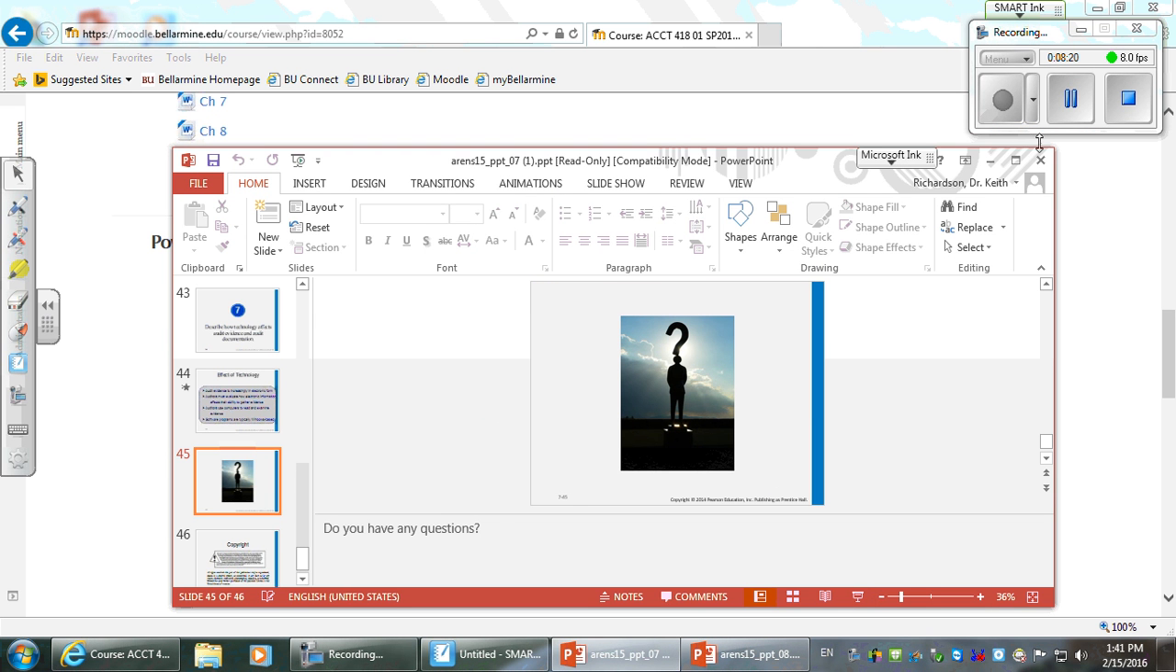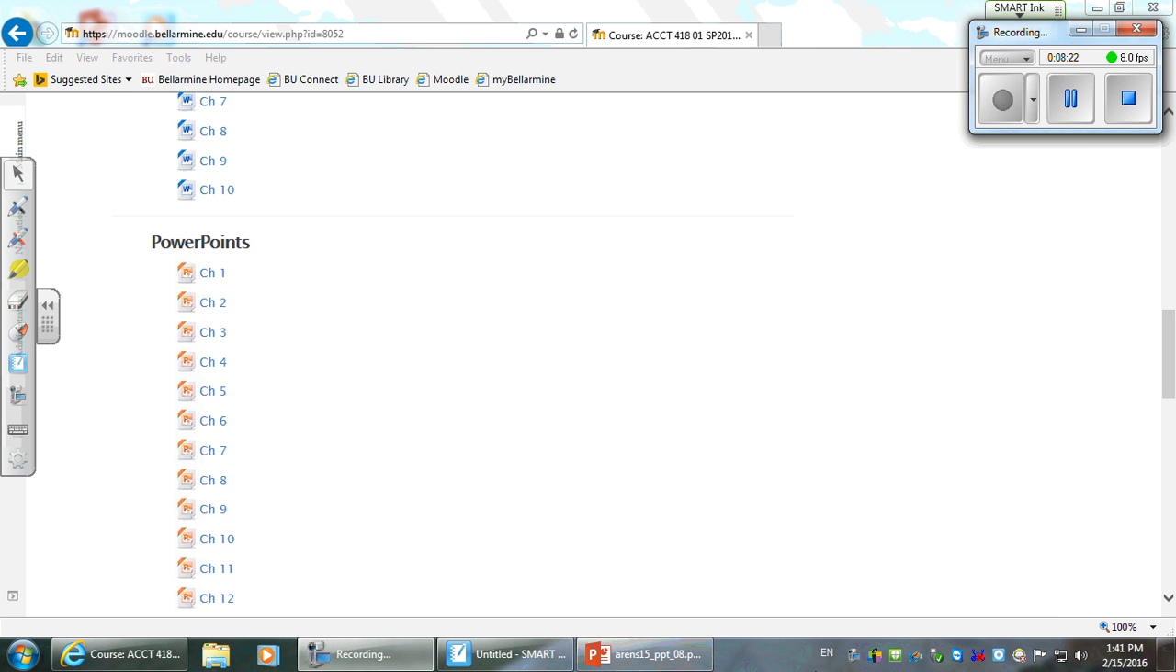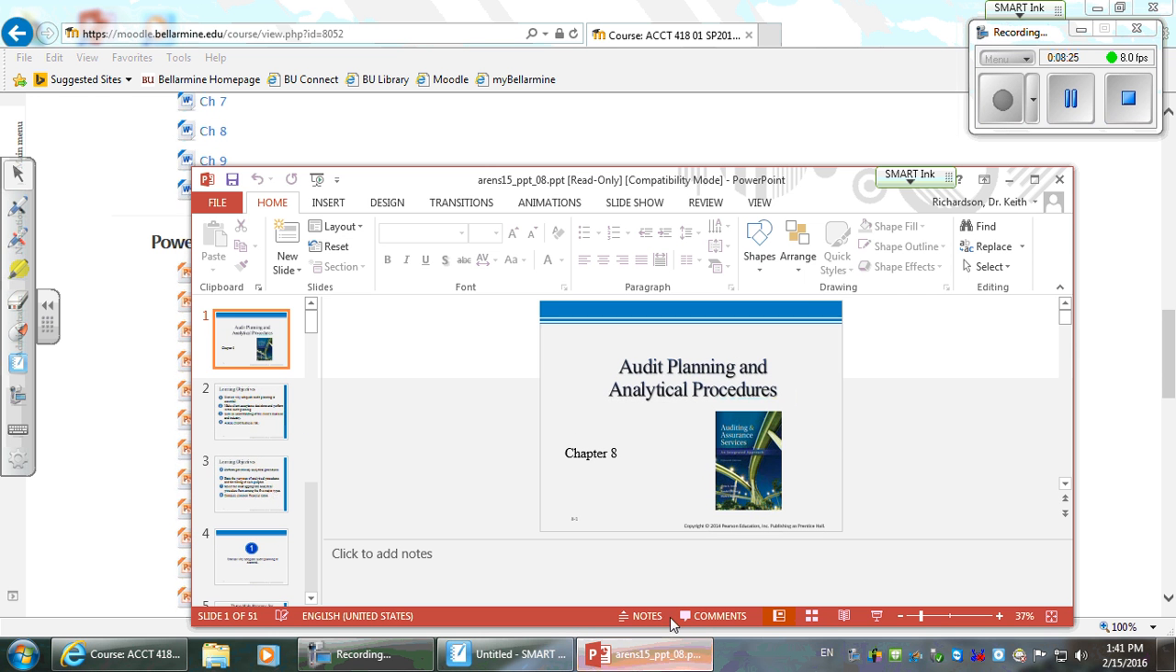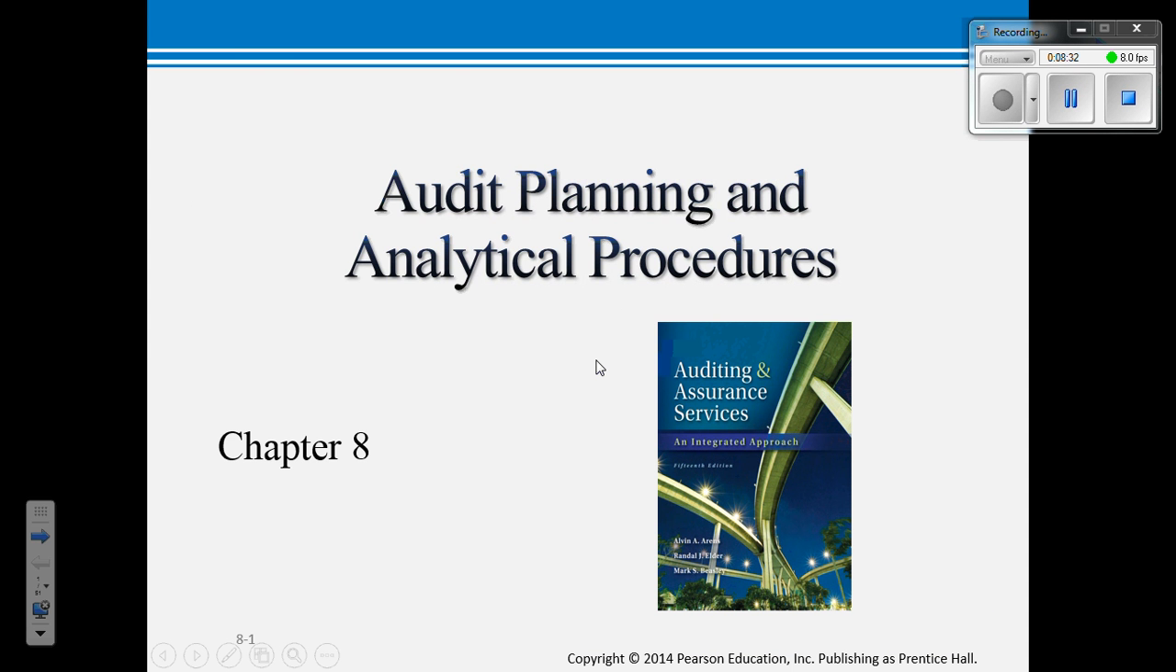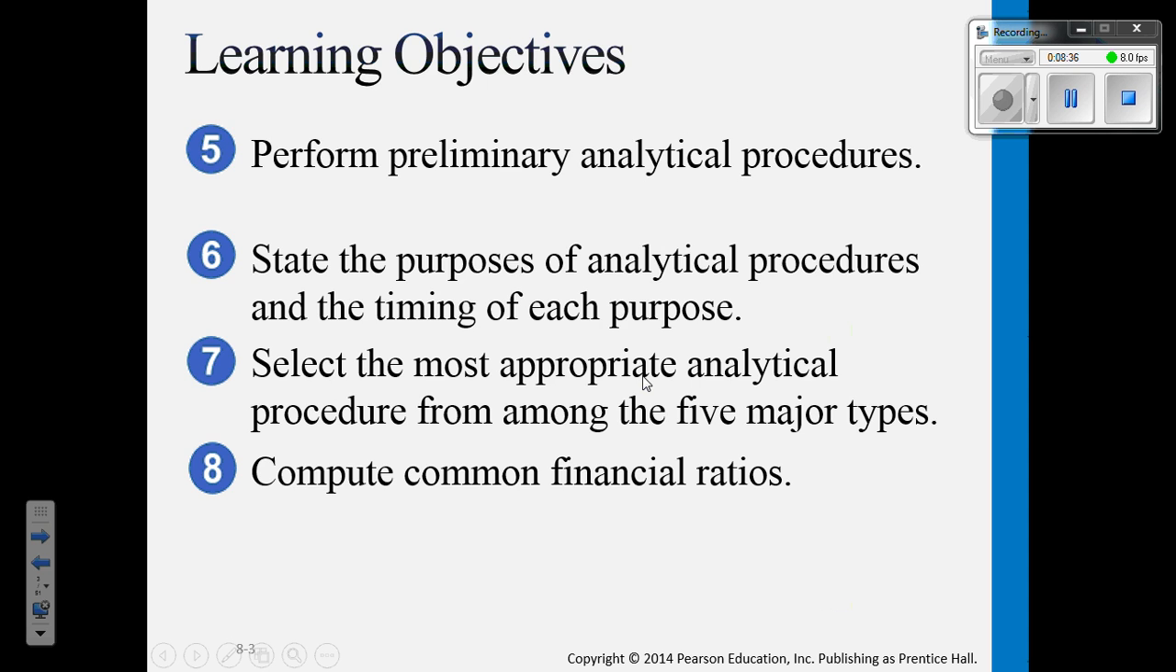Okay, so let's take this chapter. What's going on here? More of the same. Lots of repetition here, like we say, but it is what it is. Audit planning and analytical procedures, so we're going right down through.